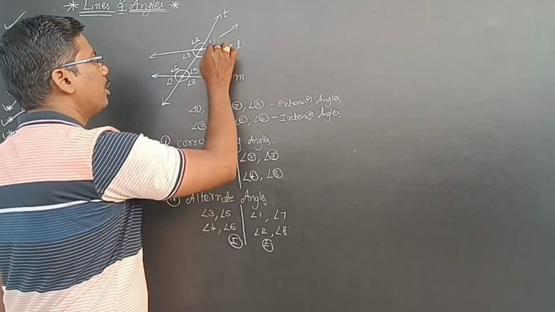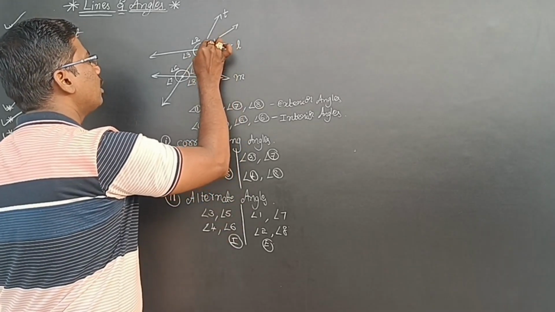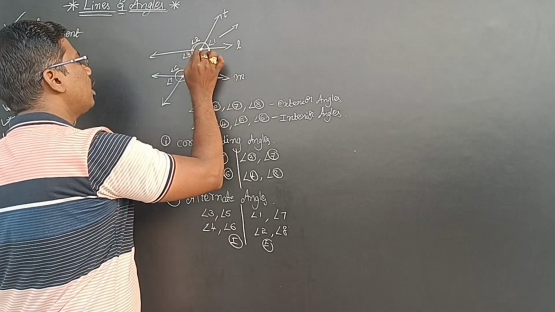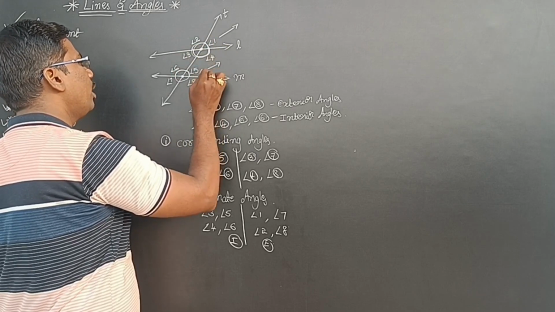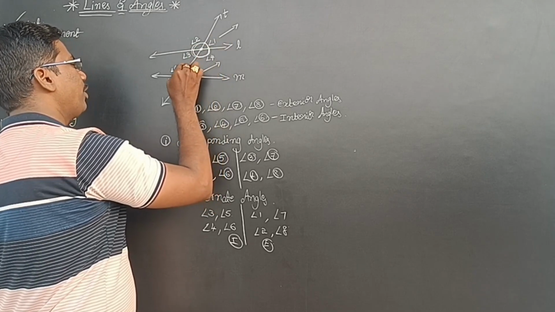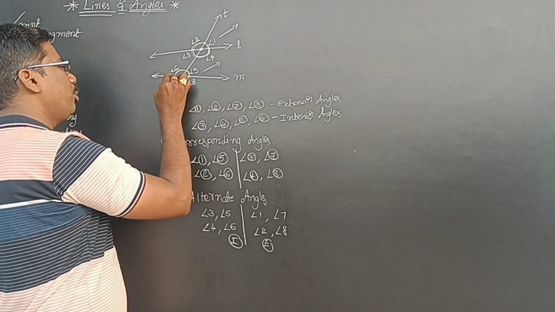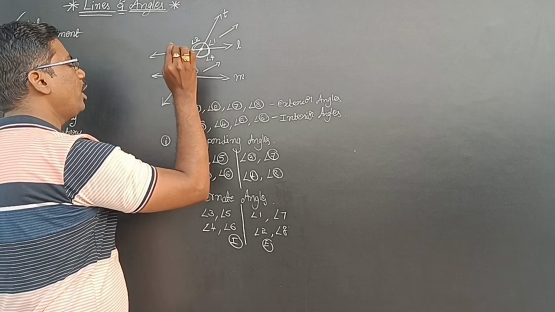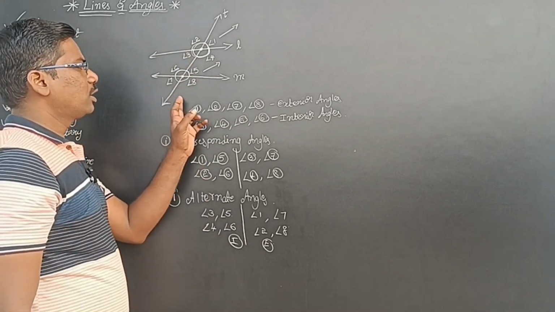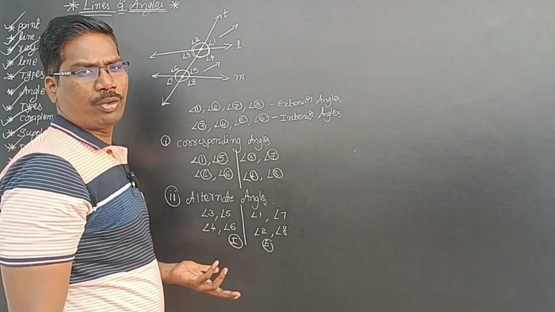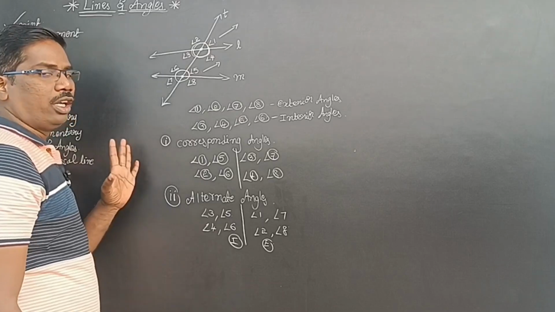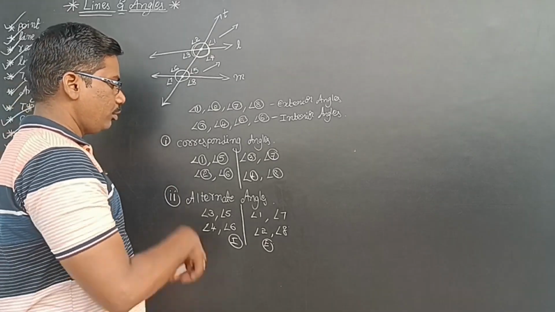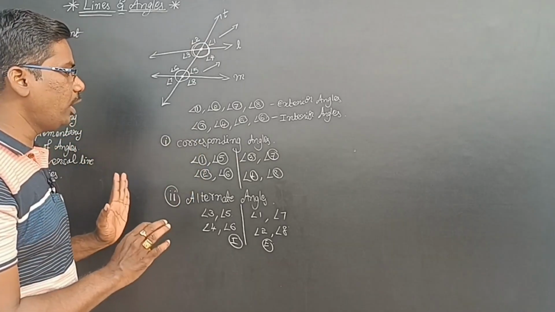Next, linear pair. 1 and 2 are a linear pair, 2 and 3 are a linear pair, 3 and 4 are a linear pair, and 4 and 1 are a linear pair. 5 and 6, 6 and 7, 7 and 8, and 8 and 5 are linear pairs. So the sum of two adjacent angles is a linear pair. We know this very well already. These are the most important things.